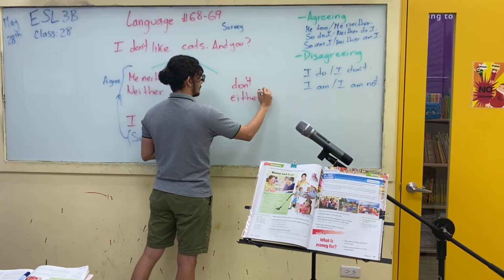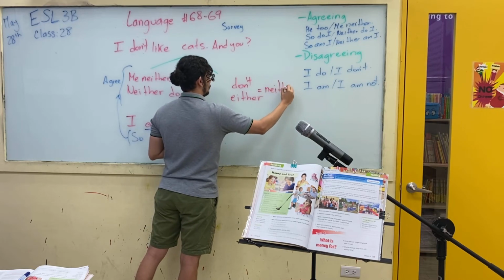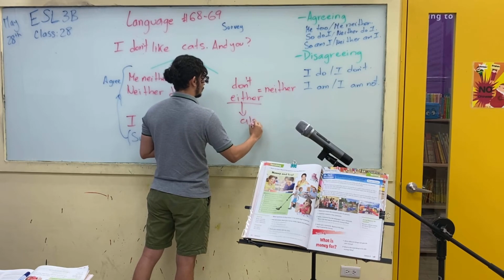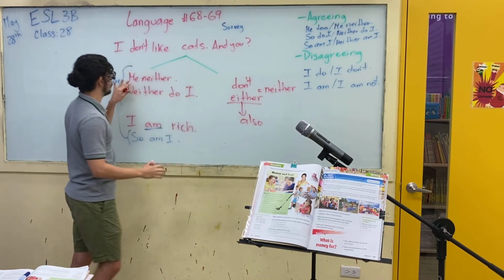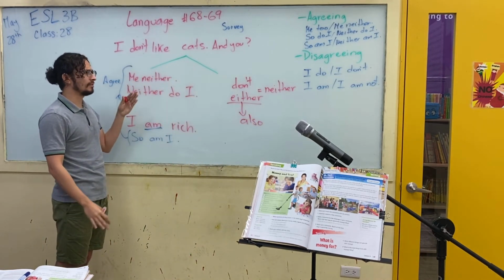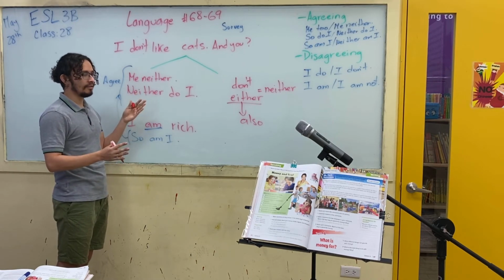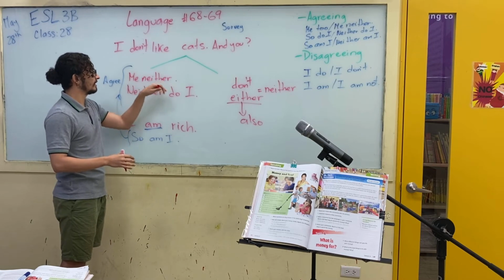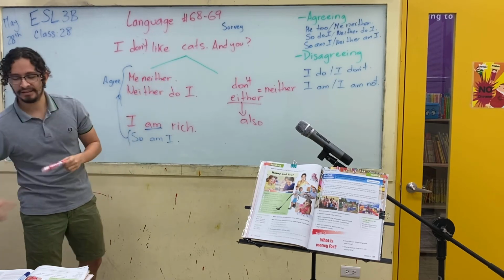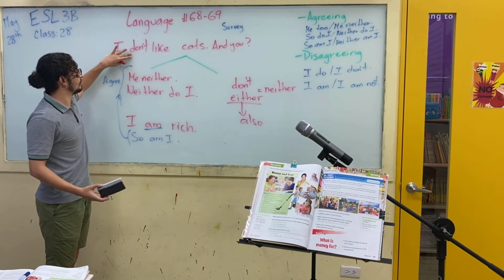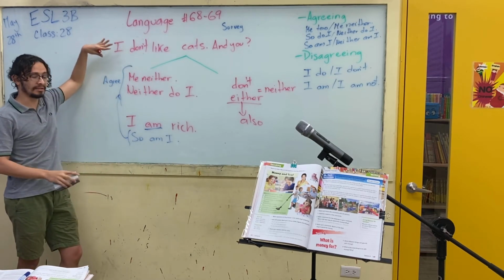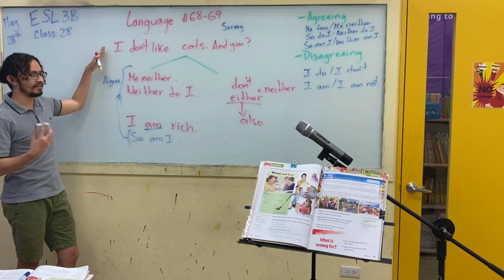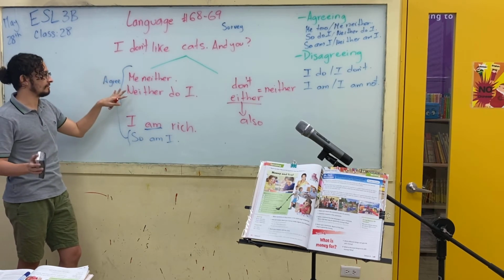So this is basically neither. And either just means also. So when you say neither, it's like saying also I don't. Also I don't like cats. So this neither is actually a negative. So you are agreeing with this. You are both saying negative things about the cats. You are both saying you don't like it. So saying I don't like cats. And you? Oh, me neither. Or neither do I.